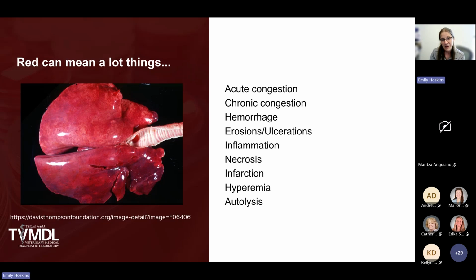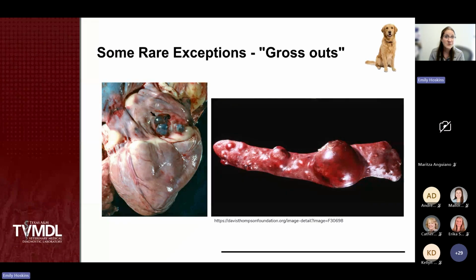In this case, this was histologically confirmed to be congestion, but just based on looking at this grossly, it would be really hard to tell that for sure. Now, there are some exceptions to this.